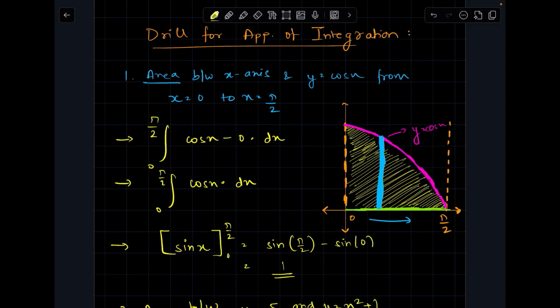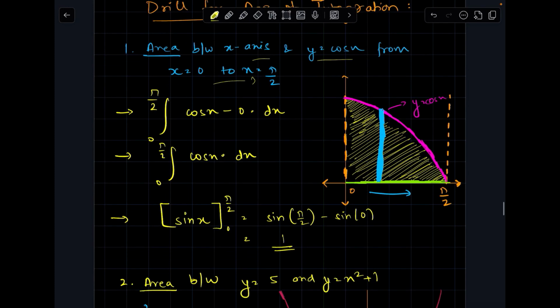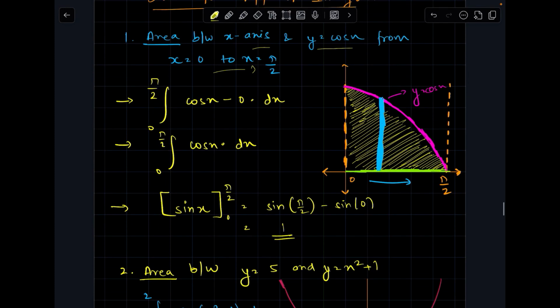We need to find the area between the x-axis and y is equal to cos x from these limits. I have drawn the diagram for you, and this is how your integral should be. You're already given the limits. Solve this, and your answer should be 1.